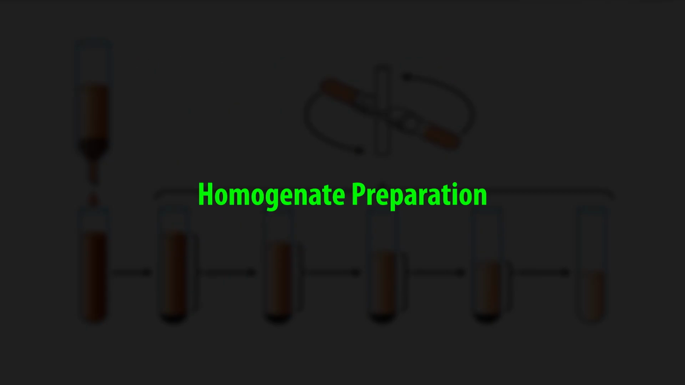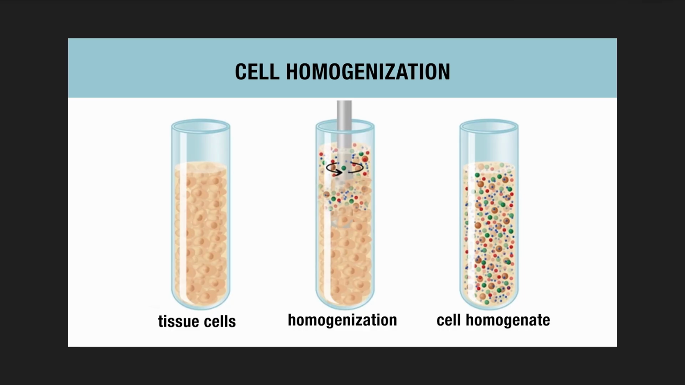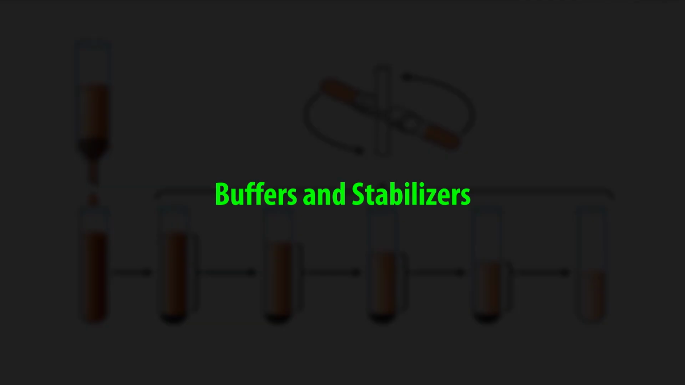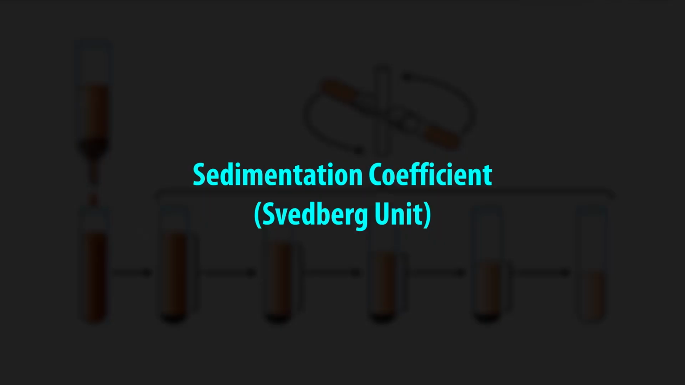Homogenate preparation: the broken cell suspension is called the homogenate. It contains all organelles, proteins, and cytosolic components in a mixed form. Buffers and stabilizers maintain organelle integrity. Buffers such as sucrose, mannitol, or phosphate solutions are used. These prevent osmotic damage and maintain pH. Protease inhibitors are often added to prevent degradation of proteins.